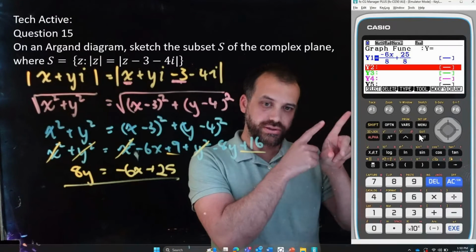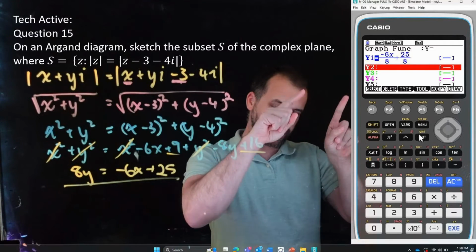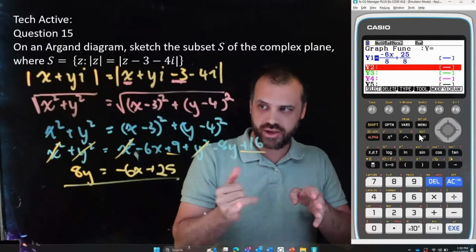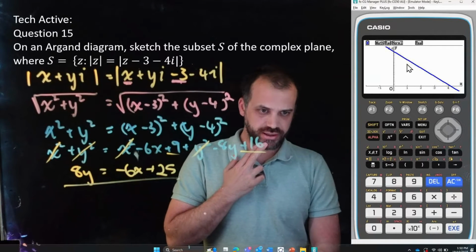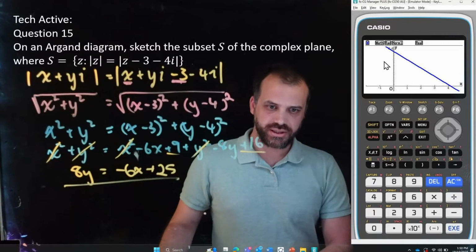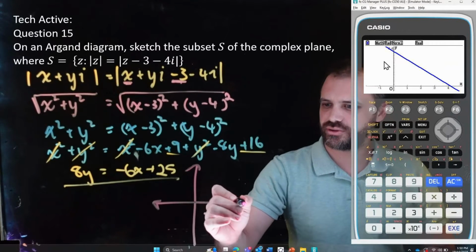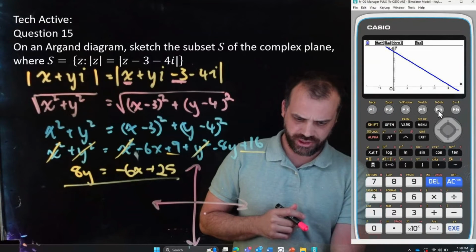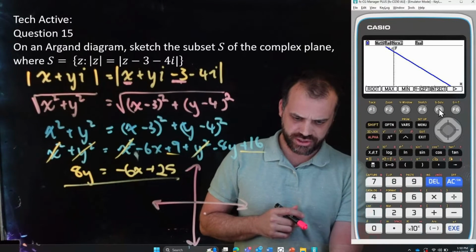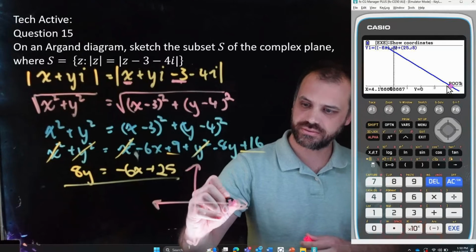So I've just gone into my calculator and typed in the equation. I had 8y here, so just to type it in a little neater, y equals, and then divide this by 8, divide this by 8. All right, I draw it, and I get this beautiful picture here. And now on an Argand diagram, this tiny little thing here is going to be my final answer. Let's do G-Solve here and find the root. Okay, so there's a root here at 4.16.